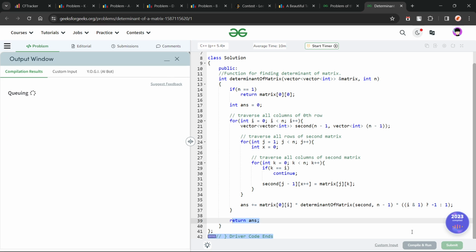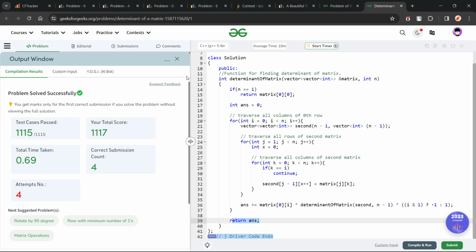So let me just quickly submit this and show you that this particular code works and the solution is absolutely correct. So you see, it passes all the test cases and the solution is correct.